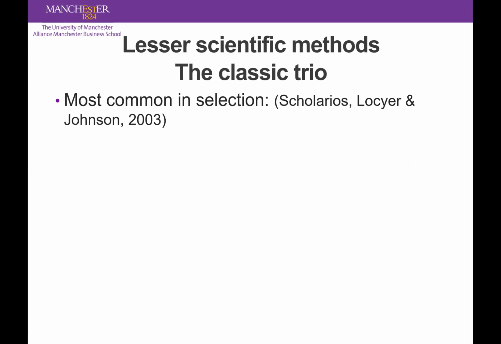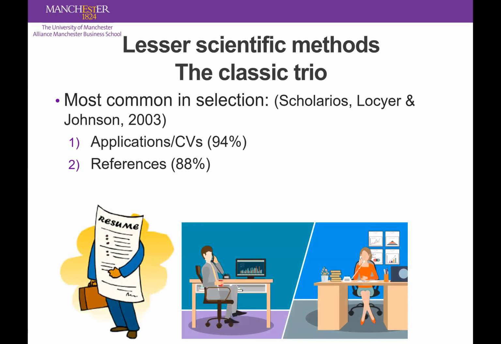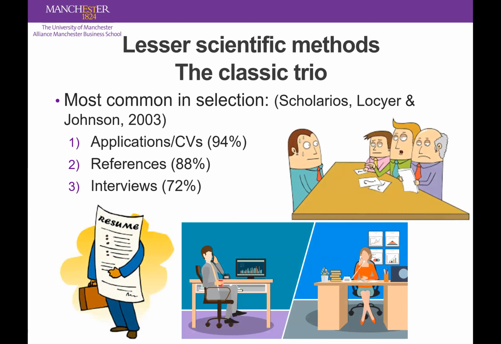Another type of selection method is the less scientific method, and these are very common in selection. Usually, companies will base on CVs and applications to select the candidates. Almost 94% of companies will use this method, and 88% will use referees' references. And 72% will also use interviews to select the right candidates.